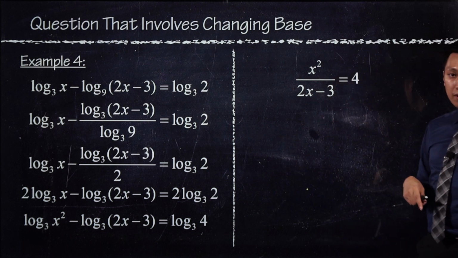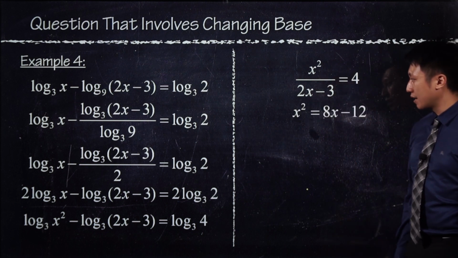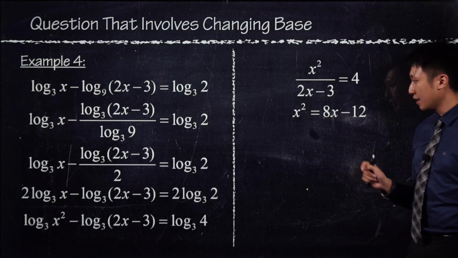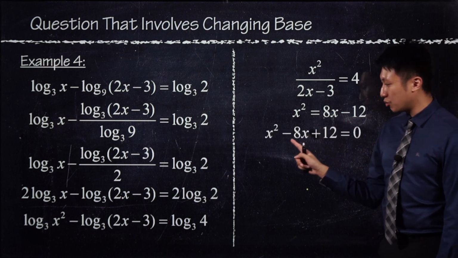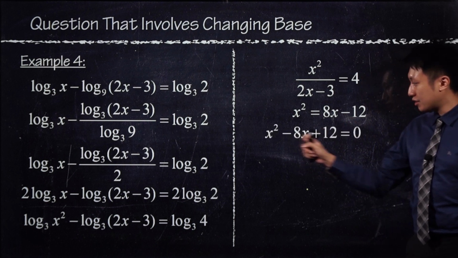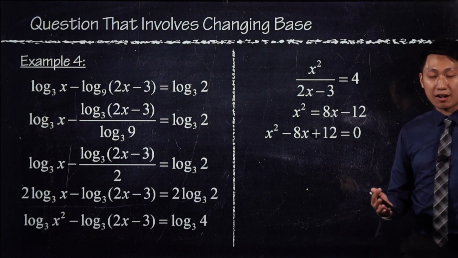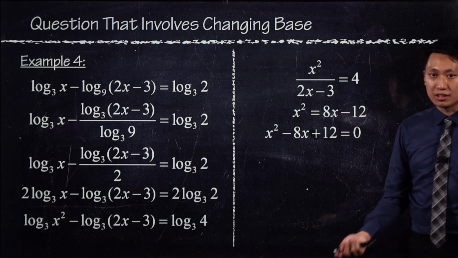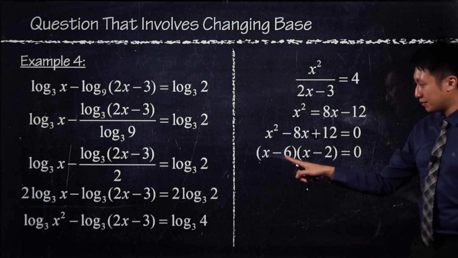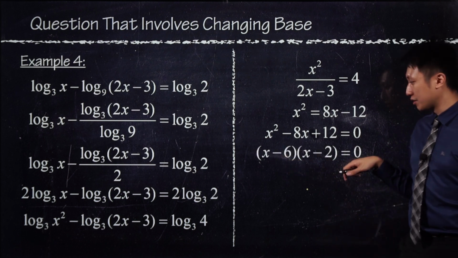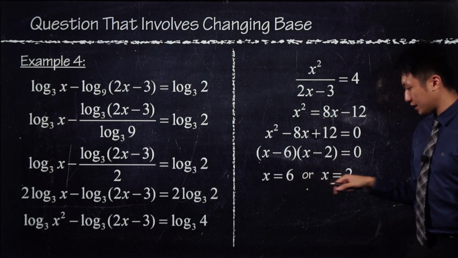It's equal to 4. Then I multiply both sides, multiplying onto the other side, and then I get this one. I move everything to one side, and I get this quadratic equation. If you are not too good with this, check your calculator to see what this can be factorized into. So it's (x minus 6)(x minus 2) equals 0. So x equals 6 or x equals 2.